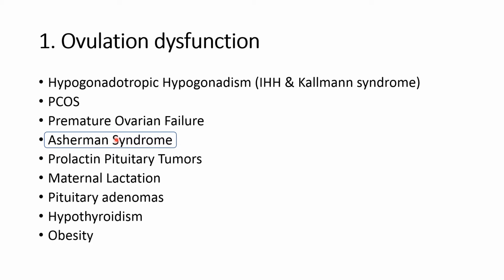We know that primary amenorrhea is absence of menses altogether, that is, the female never experienced menses. And secondary amenorrhea is when the female previously had normal menses, but now she is not menstruating for about 3 months. That would be called secondary amenorrhea. So Asherman syndrome is causing secondary amenorrhea and anovulation.